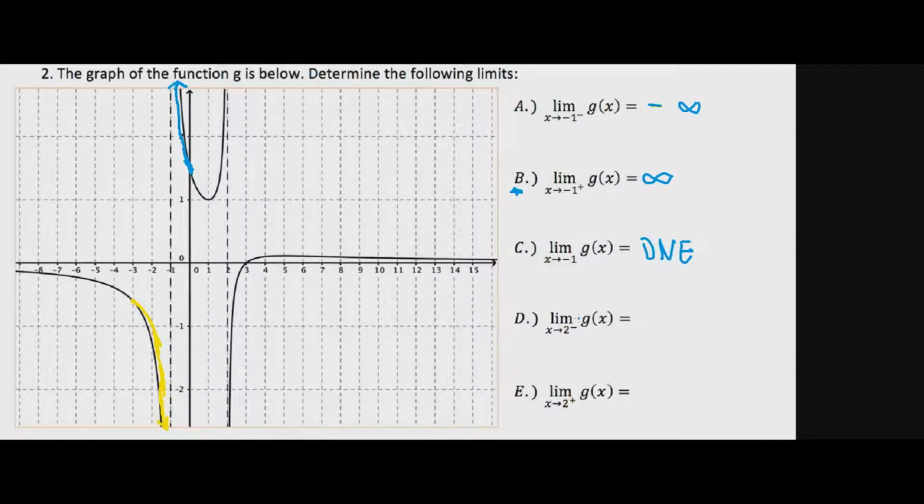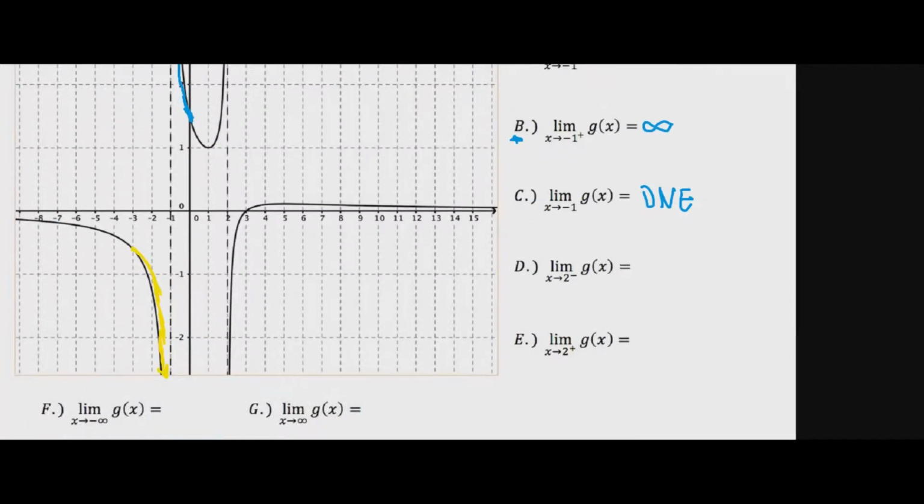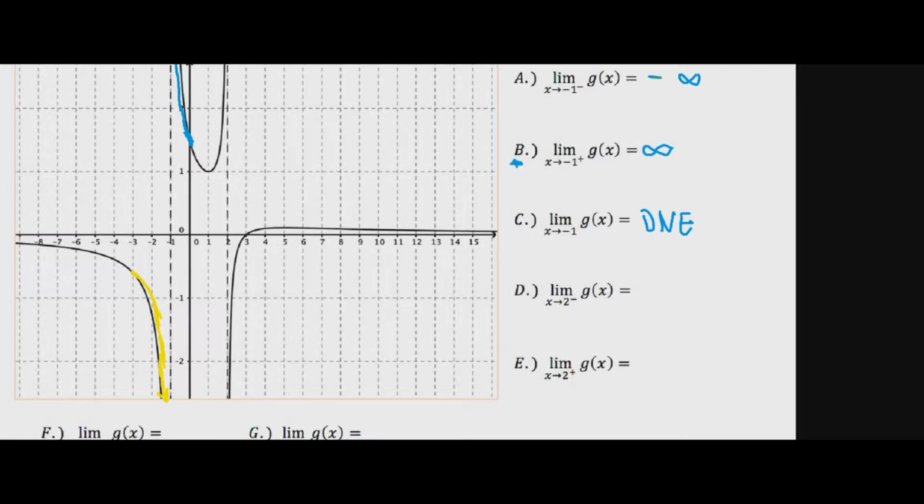Okay, let's go ahead and look at problem number D and problem number E. Problem D is the limit as x approaches 2 from the left. From the left, so here's 2, so from the left, it's right here. I'll put my cursor, and as I get really close to it, just like before, it's approaching positive infinity.